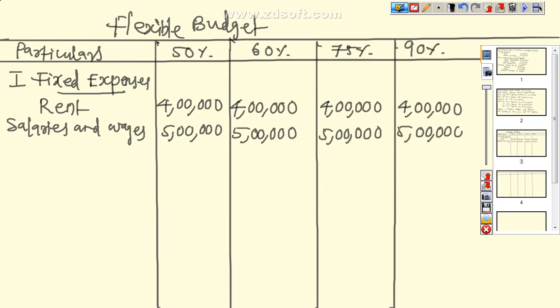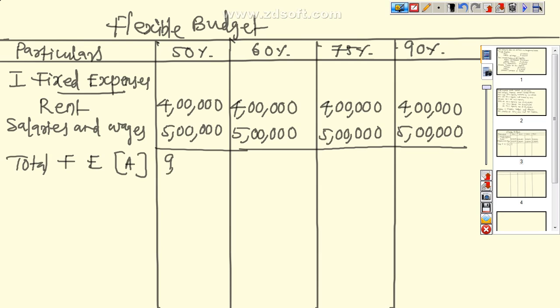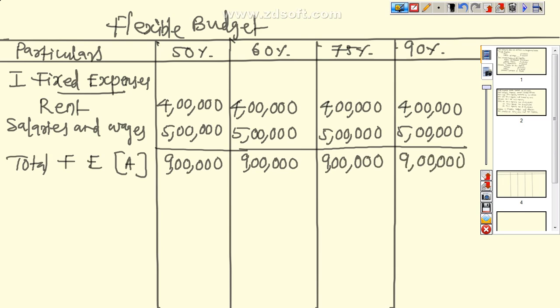So the total is, that is our A part answer. Total fixed expenses, that is our A part, that is 9 lakh. Here also we write 9 lakh. Here also 9 lakh and here also 9 lakh. This is our first part answer.